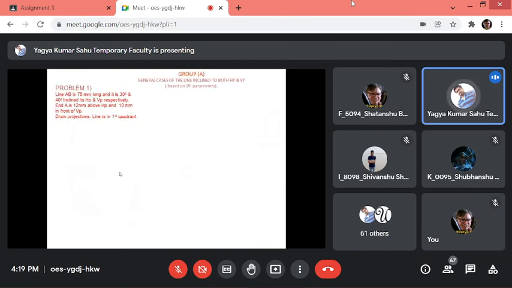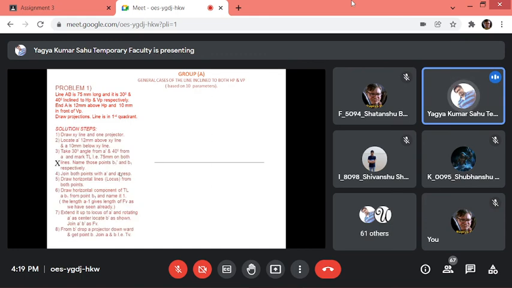Okay, so this is the question. Line AB, we have already solved a similar type of question. Just see the solution. First of all, locate A dash and A with the given data, 12 mm above and 10 mm in front of VP. Then first of all consider the line inclined to HP only. Draw the true length and find out B1 dash. Then draw the true length in the top view.